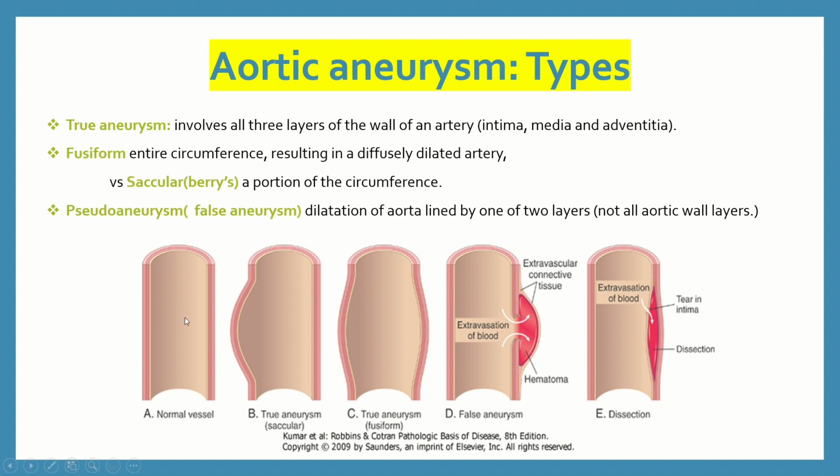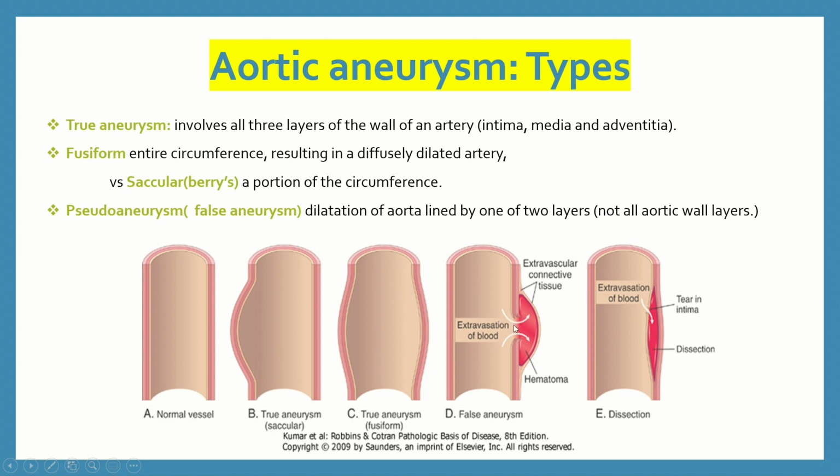First, let's start talking about the normal blood vessels. As you know, see here, there is no dilatation. In the next picture, we have a dilatation in one side, and this dilatation is lined by the three layers, the tunica intima, media, and adventitia. In this case, we call it a true aneurysm. And since this dilatation is only in one portion of the circumference of the blood vessel, we call it a saccular aneurysm. In the next picture, we have a dilatation that is lined by three layers, so also a true aneurysm. However, the dilatation is found throughout the circumference of the vessel, so we call it a fusiform aneurysm.